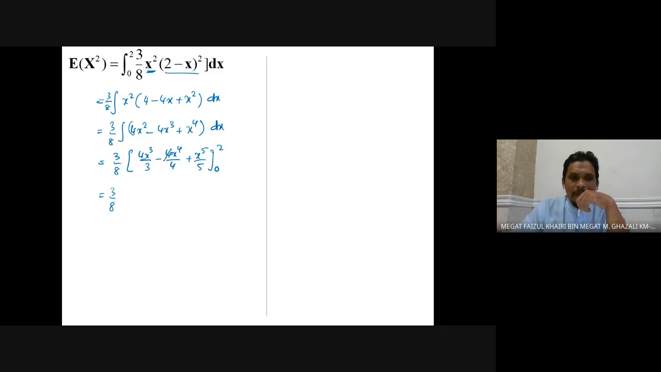Okay, 4 divided by 4 equal to 1. So 4x cubed divided by 3 minus x to the power 4 plus x to the power 5 divided by 5, 0 until 2, 3 over 8. Substitute x with 2 here. 2 cubed equal to 8. 8 times 4 is 32 over 3 minus 16, plus 2, 4, 8, 16, 32 over 5, minus, okay, x equal to 0, 0 and 0, 0.